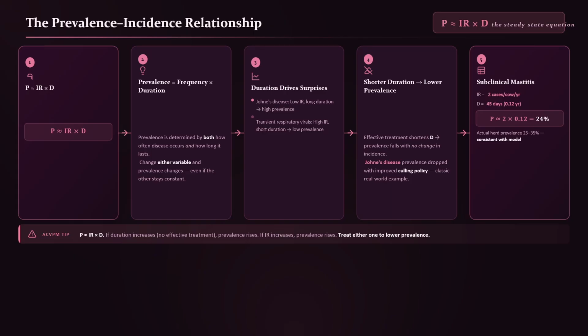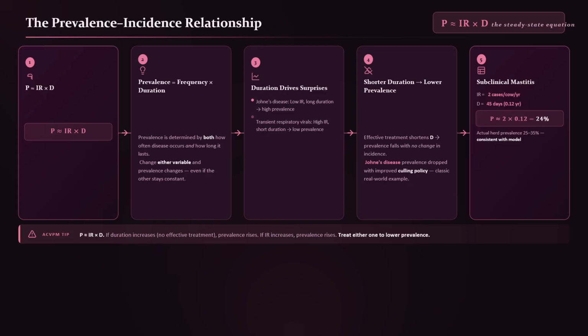How much disease you see at any moment depends on two things: how fast new cases show up and how long each case sticks around. Turn up either dial and prevalence goes up. Let's make it concrete with subclinical mastitis. Say the incidence rate is 2 cases per cow per year, and the average case lasts about 45 days.